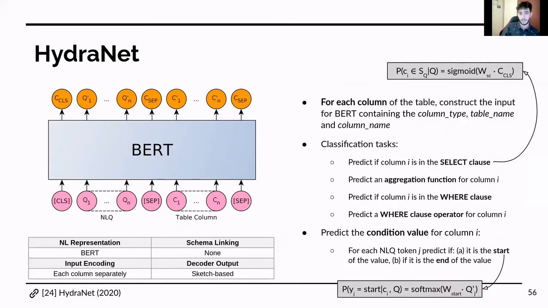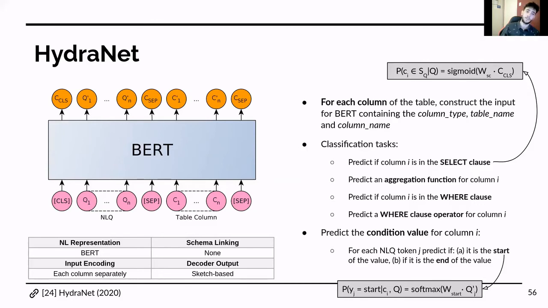For each column of the table, we're going to construct a different input for BERT, and this input is going to contain the natural language query, of course, and the type of the column we're processing, the name of the table, and the name of the column. We're going to give this sequence to BERT, of course, using the CLS token at the beginning and the separating token between the NLQ and the information about the column.